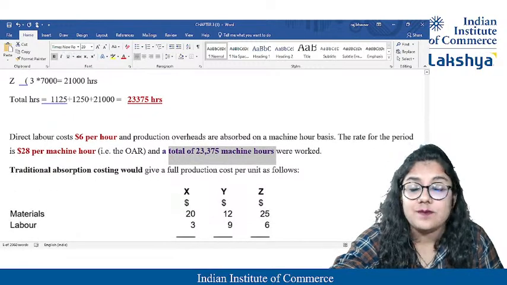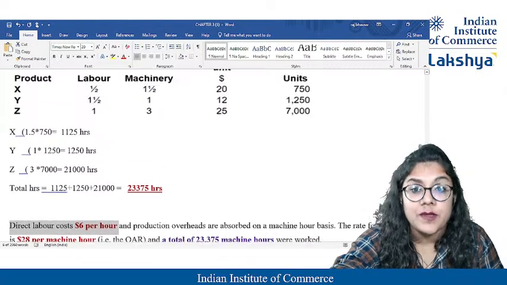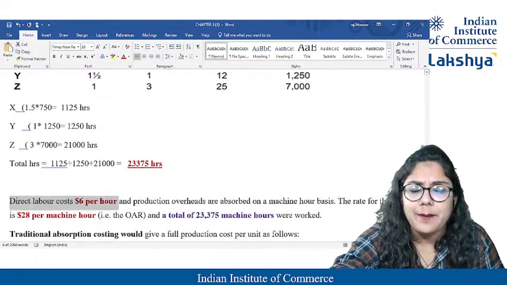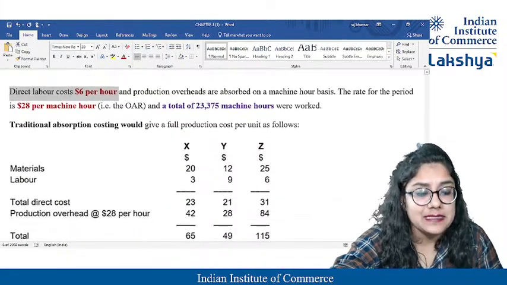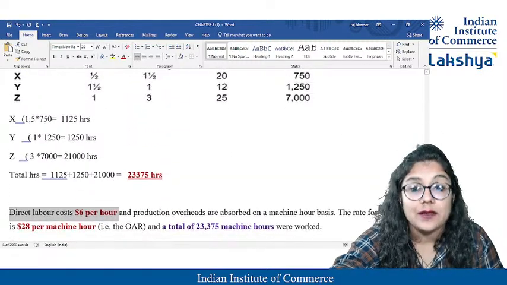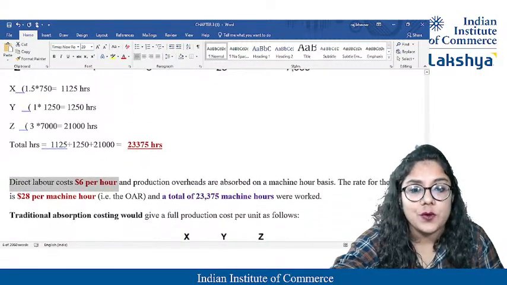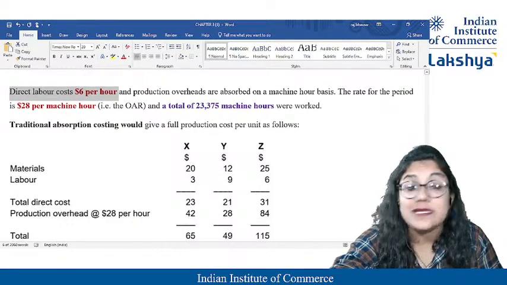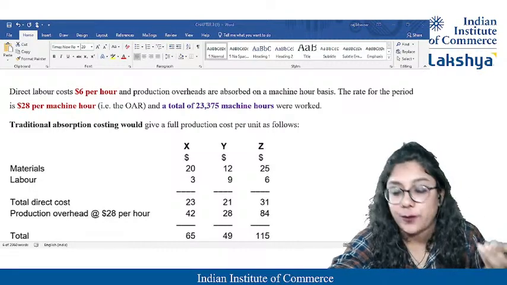The question says the direct labor rate is $6 per hour. So what is your labor cost? It's half an hour and per hour is 6, so I get 3. Then 9 and 6 respectively, which is there in your question. So 3, 1.5 hours means 9, 1 hour means 6. Students, 3, 9 and 6 are already given in the question.